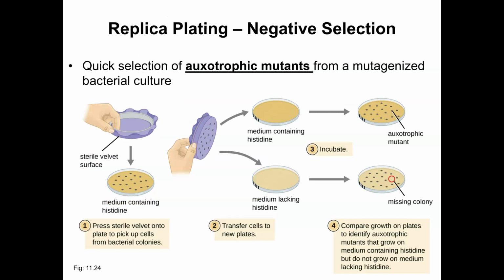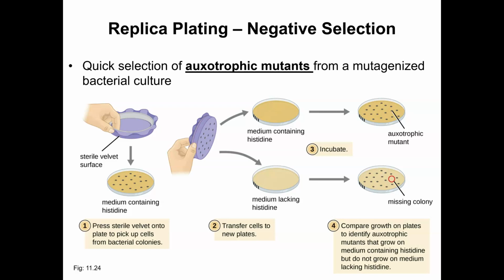Now, in negative or indirect selection, it's a little different. Here, we're going to identify the mutant because it doesn't grow. So, the classic example here is identifying auxotrophic mutants. You're like, all right, I vaguely remember that term from the last test, right? Auxotroph versus prototroph. Auxotrophs need supplements. They need growth factors to grow. Okay, so in this example, we're trying to identify histidine auxotrophs. So bacteria that need histidine.